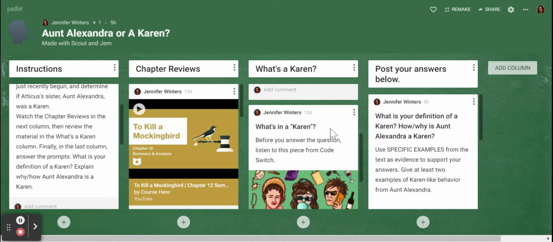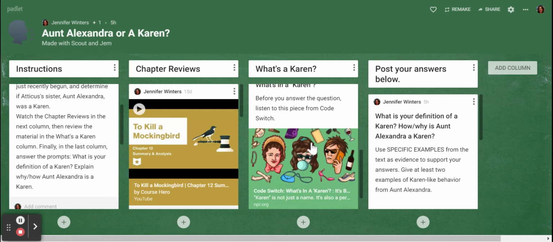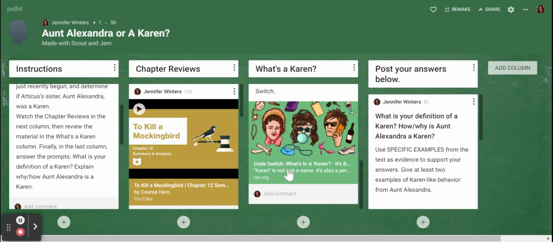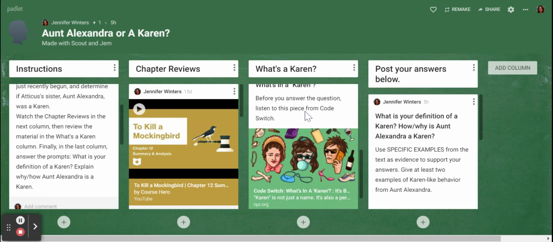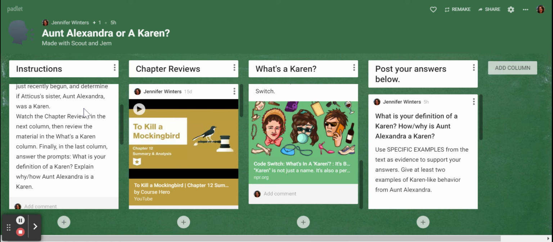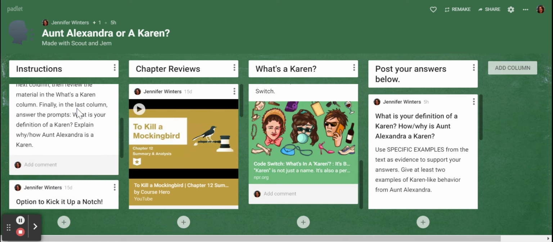And also, this is really good. This is one of my favorite shows on NPR. My husband and I listen to it a lot. And it's on the radio. It's also a podcast. So this is an episode of Code Switch, What's in a Karen? And it's really good. I think you're going to enjoy it. So watch the chapter reviews, look at this video, and listen to this podcast or episode.